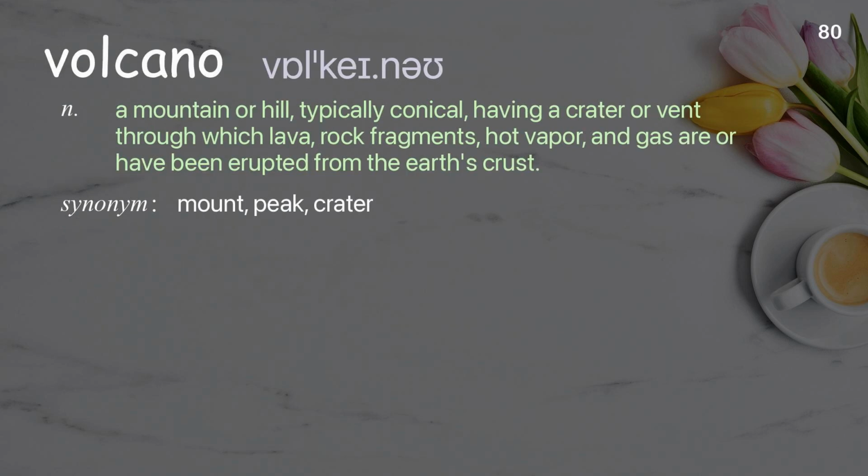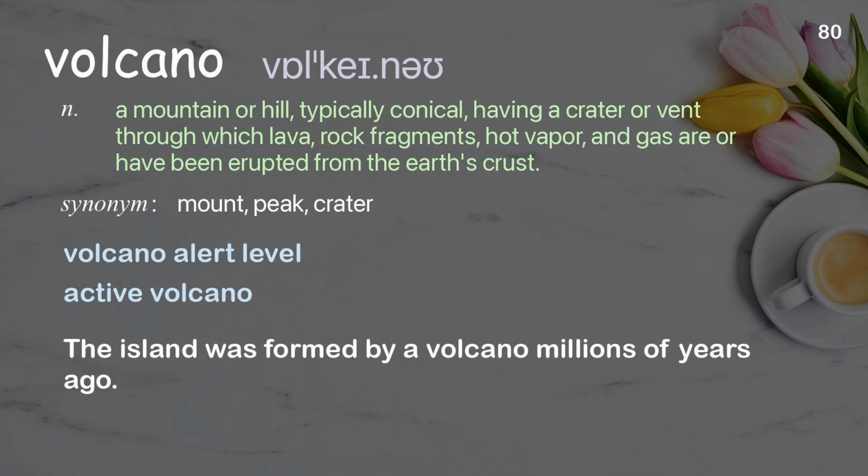Volcano. A mountain or hill, typically conical, having a crater or vent through which lava, rock fragments, hot vapor, and gas are or have been erupted from the Earth's crust. Examples: volcano alert level, active volcano. The island was formed by a volcano millions of years ago.